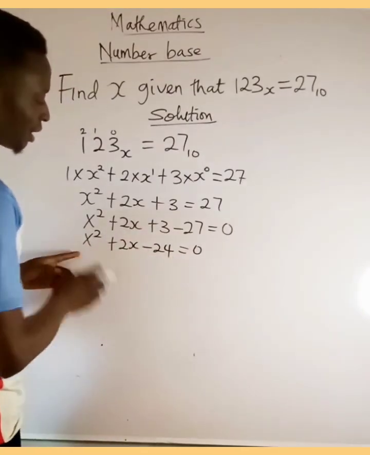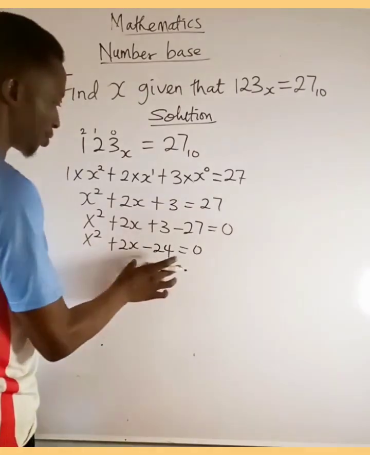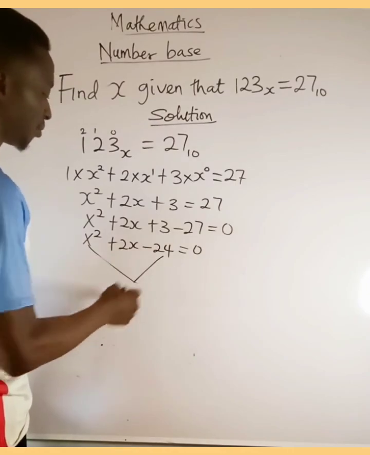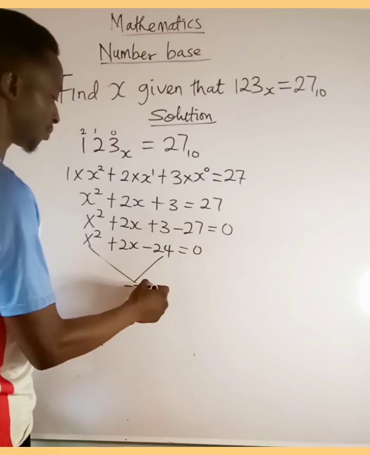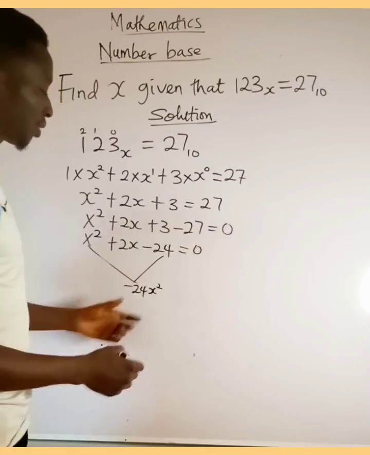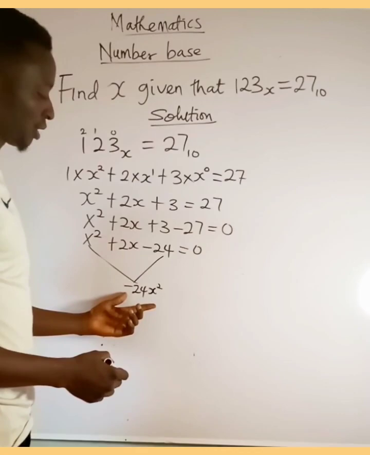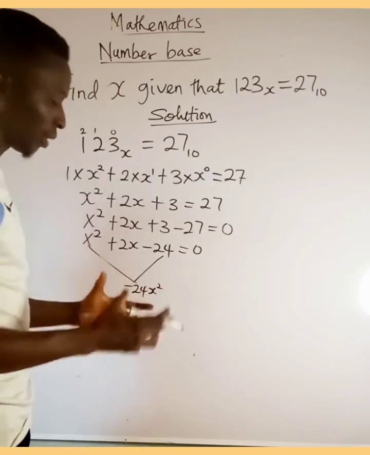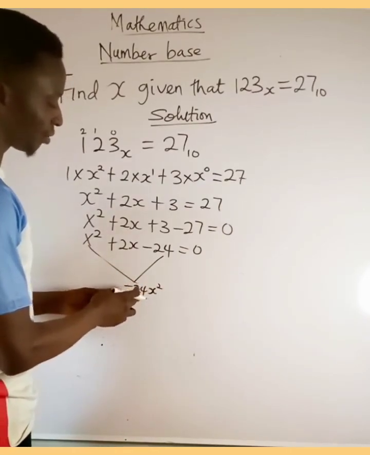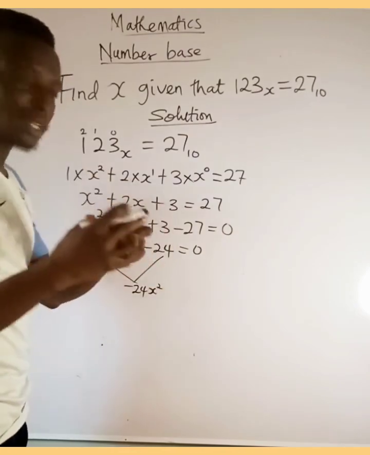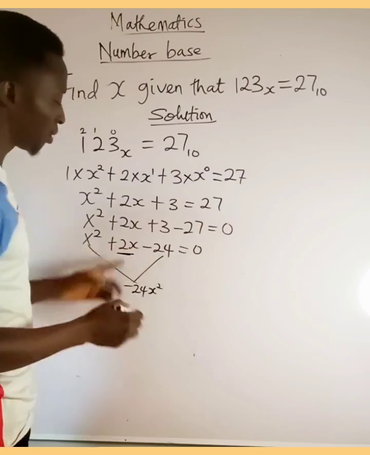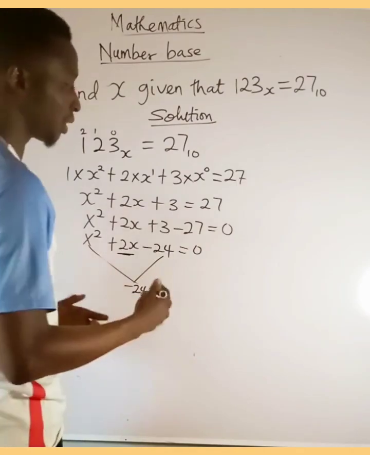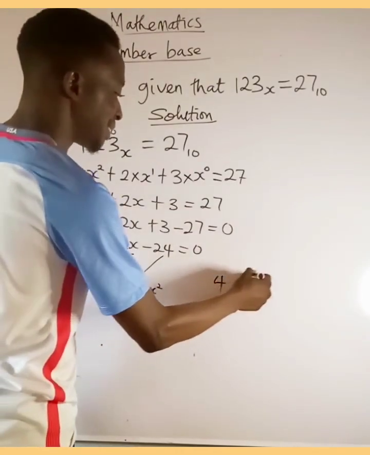Now, this is what we call a quadratic equation. In solving this one, we multiply the coefficient of x squared by the constant, and you get minus 24 x squared. Now we are going to look for two factors of 24 such that when you multiply them together, it gives you minus 24, and when you sum them together, it gives you the middle term, which is plus 2x. The factors of 24 we have are going to be 4 and 6.